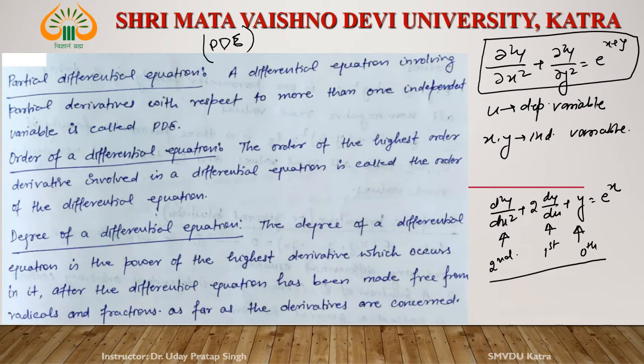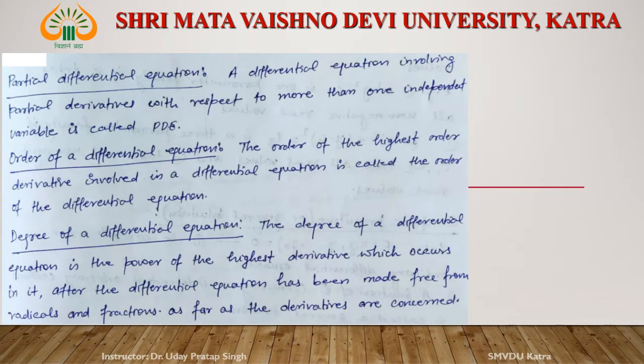So here the highest order is 2. So the order of this differential equation is 2. The order of the highest order derivative involved in a differential equation is known as the order of the differential equation. Now come to the degree of the differential equation.